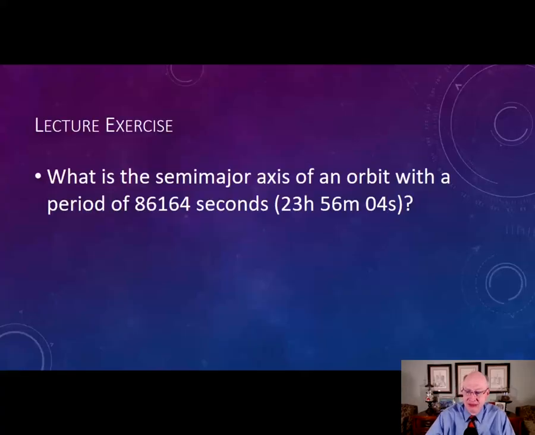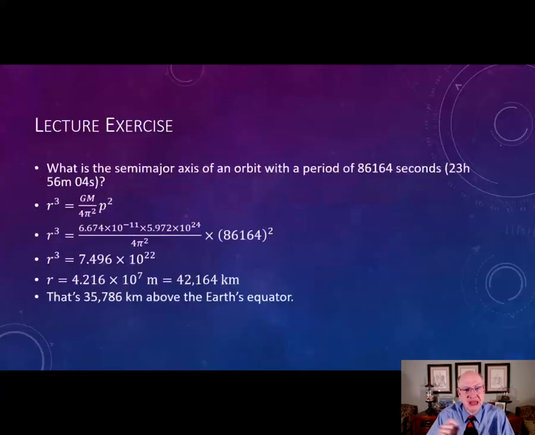All right, welcome back. So what did you get for this one? Let's do the calculation. In order to have the semi-major axis of an orbit with a period of 86,164 seconds, well, we use Kepler's laws modified by Newton. The semi-major axis cubed, I really should have put an a cubed in there, but the semi-major axis cubed is GM over 4 pi squared times the period squared.